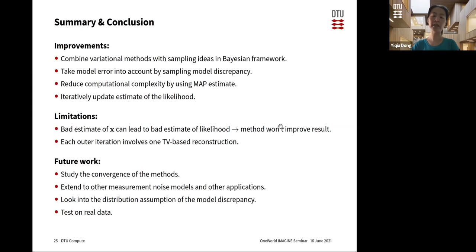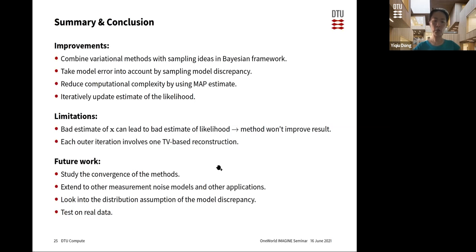The limitation is, of course, the reconstruction. If we start with a very bad estimation of X, then it would influence the whole algorithm. But in fact, we can also see that after introducing view angle estimation, the whole method is pretty robust to the quality of X. Another limitation is that in each outer iteration, we need to solve one TV-based reconstruction. That's the main cost.